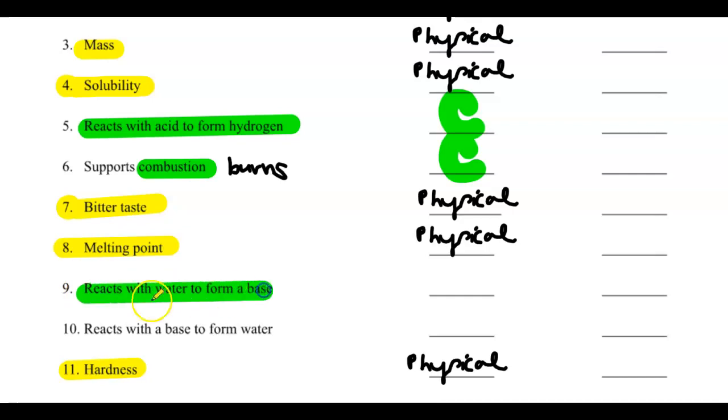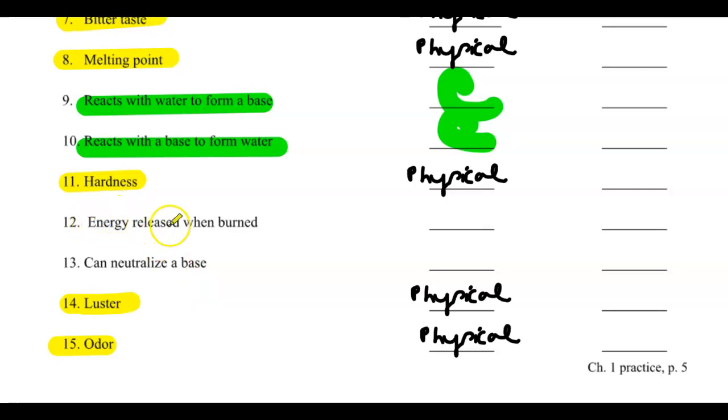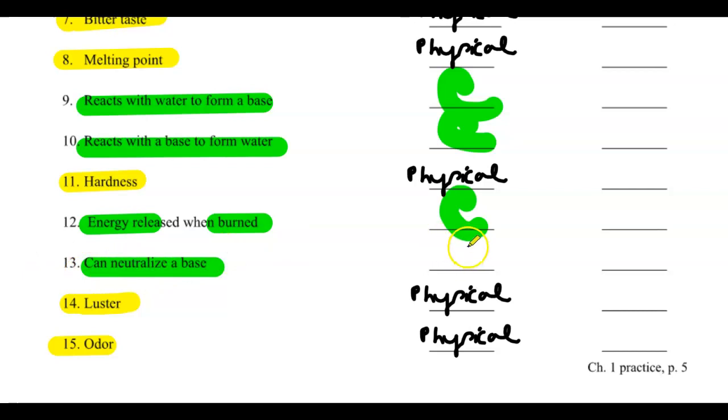Reacts with water to form a base. So chemical reacts with another chemical to form something new. Chemical. Reacts with a base to form water. Same idea there. Okay. Energy released when burned. If you're burning something, you're destroying it and making something new. Talking about the energy release, chemical, and can neutralize a base. That's talking about how something's interacting. So that's all chemical.